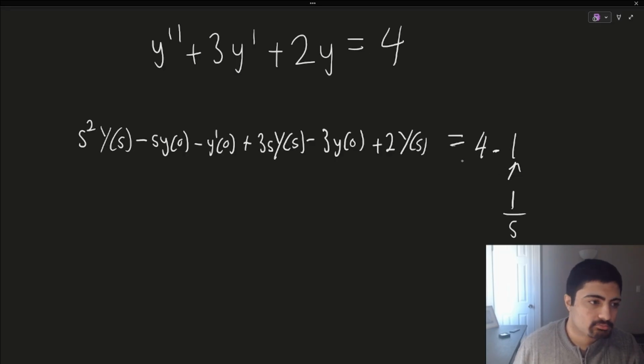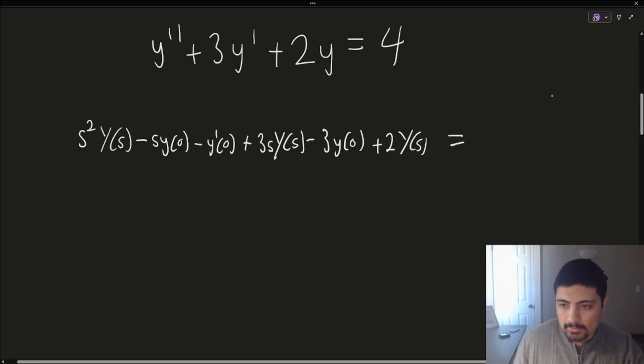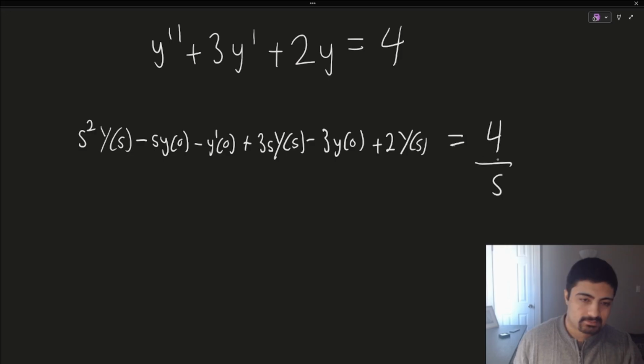s. And notice Laplace is defined as an integral. So we can pull this 4 out like a constant. So in the end, what we will have is 4 over s.